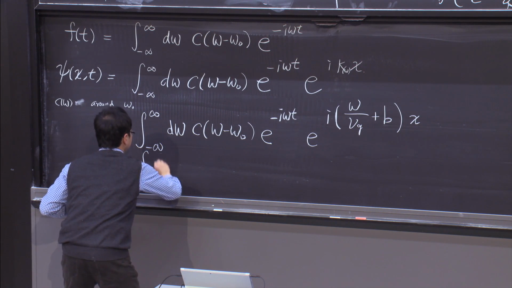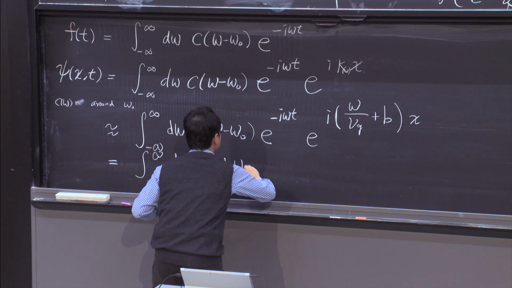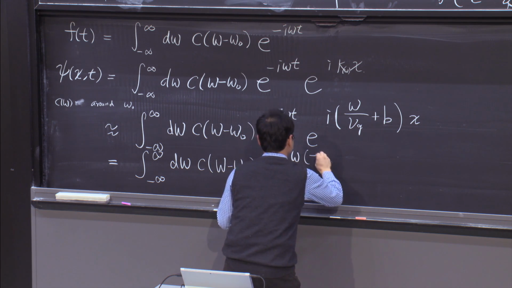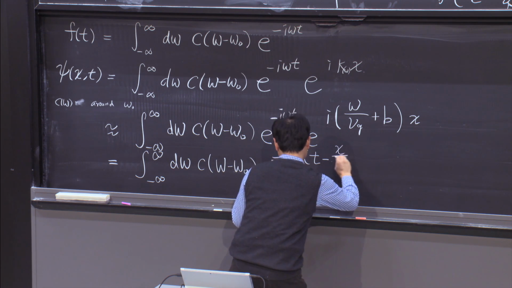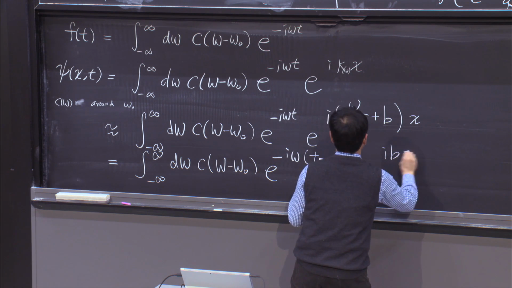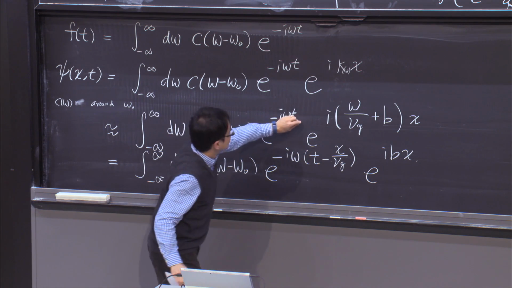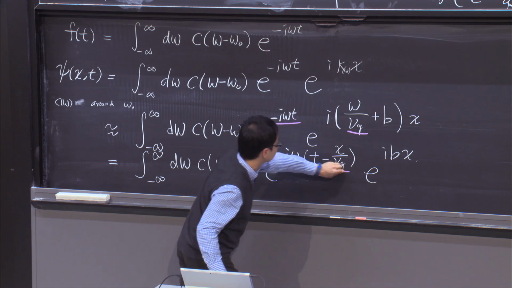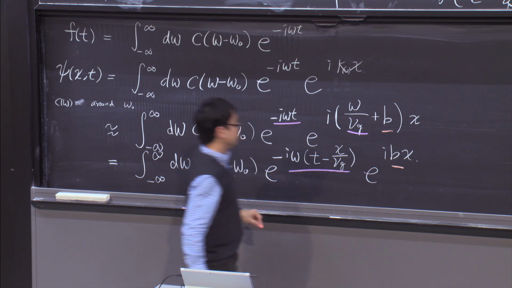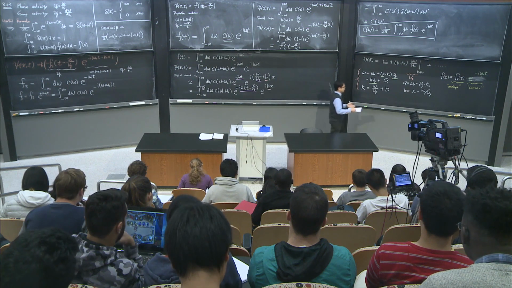I'm getting the integral from minus infinity to infinity d omega c(omega minus omega 0) exponential minus i omega (t minus x over Vg), times exponential i bx. Right? So basically, I merge this term and that term. This term and that term will give you this term. Okay? And what is actually the rest is the exponential i bx. Okay, we are almost there.